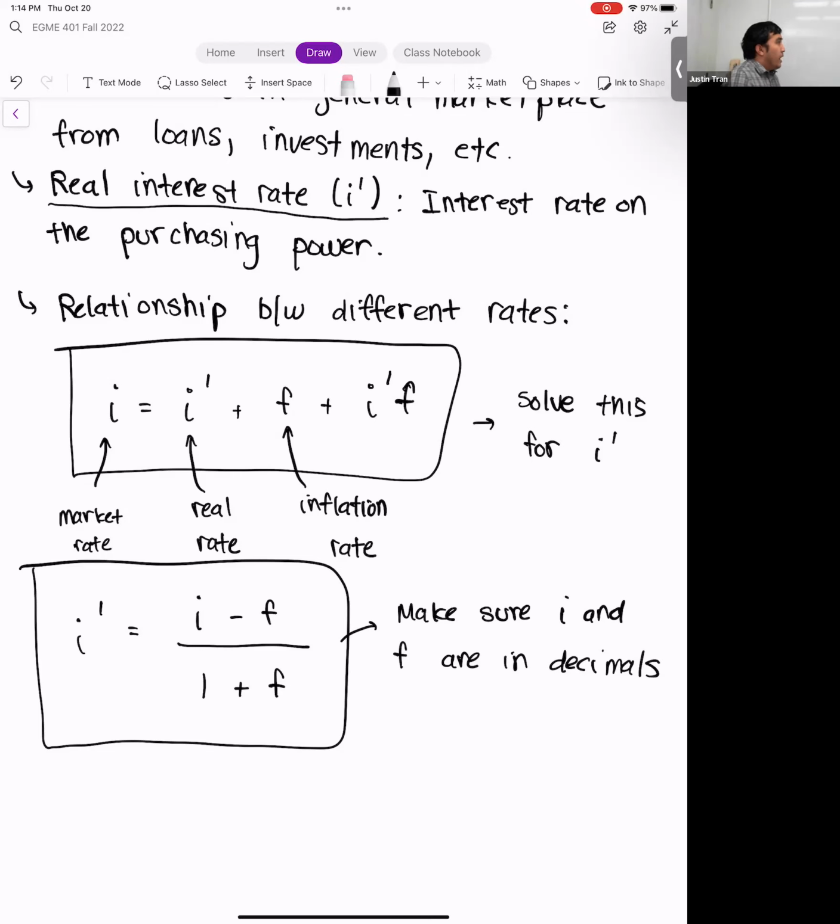One thing, and you'll see this in the example that we'll do very soon, is that when you are using this formula, you want to make sure that I and F are in decimals. Otherwise, you're going to get erroneous results.